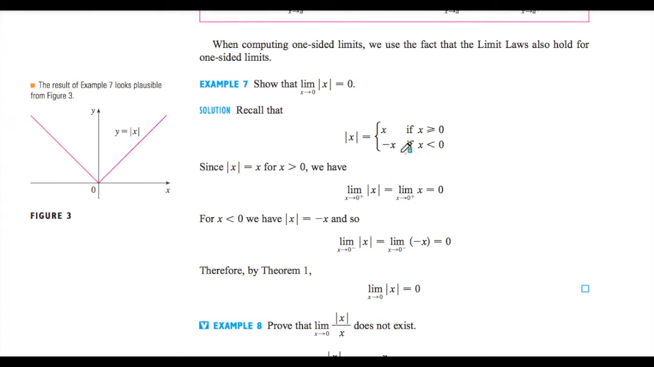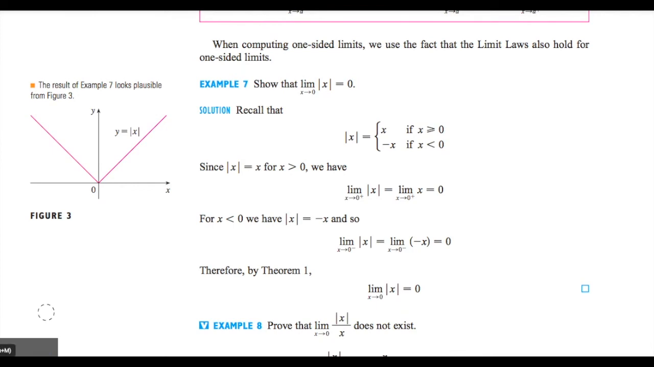However, for the left-hand side, remember this is -1, -2, and so on, so it is negative x. When we put it in, it will be negative x. However, this is still 0. We plug it in, it is still 0. The limit is 0 because both the right-hand limit and the left-hand limit are 0.